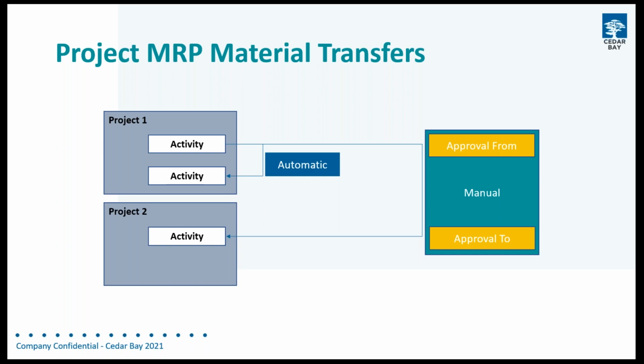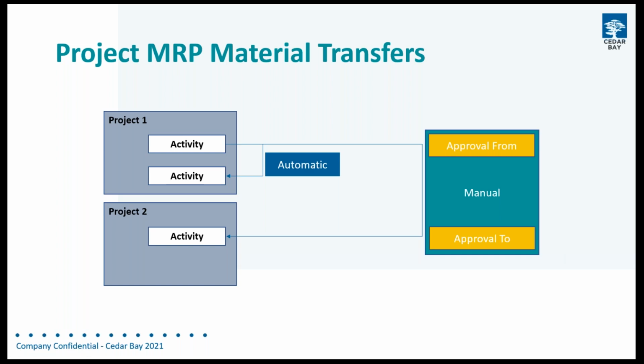before any of that happens automatically. So that's a suggestion of how you could set it up, but whenever you have a material transfer request, your options are to have it as automatic, to require an approval from, or an approval to. So it could be that you only need the approval from the project, you don't need an approval going into a project. Or it could be the other way around, where you don't need an approval from, you just need an approval to, or you can have both in place and have those approvals required. So that gives us loads of control over what's happening with PMRP netting.